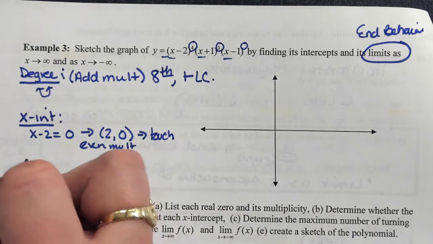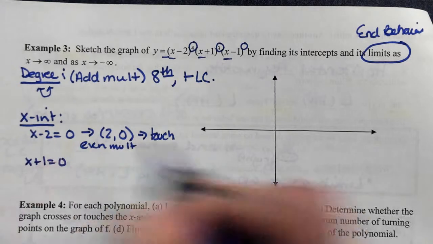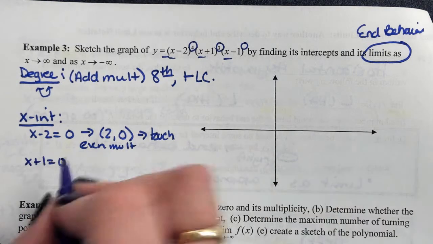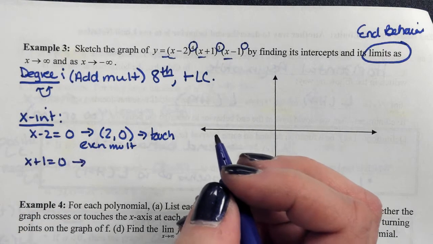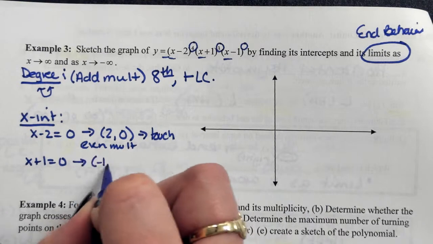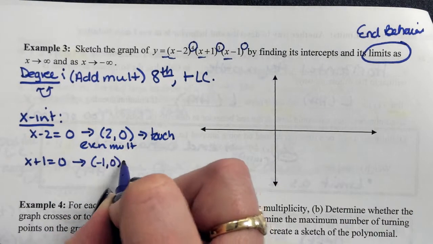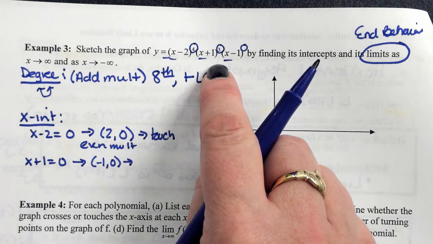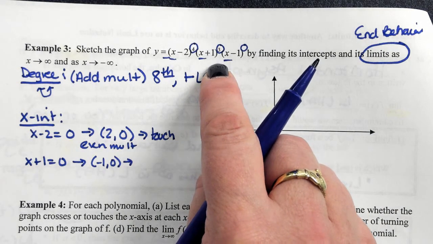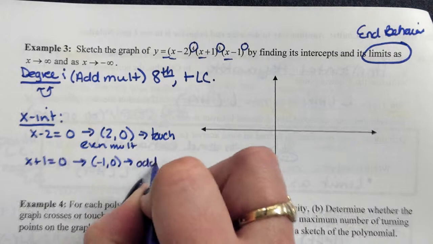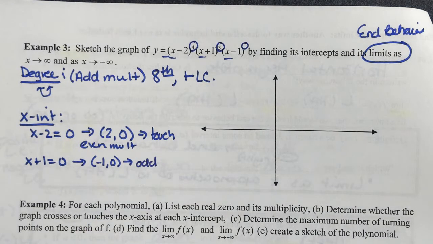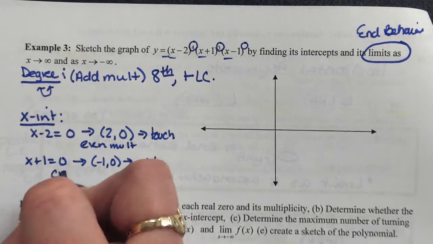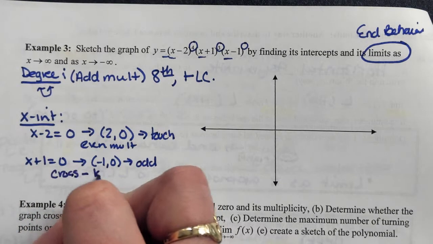Now let's take a look for another x-intercept. Another x-intercept is going to come from x plus 1 equals 0. So another x-intercept will be at (-1, 0). Now what kind of multiplicity happens at x plus 1? Is that an odd or an even multiplicity? Odd. So if it's an odd multiplicity, is it going to cross or is it going to touch? Cross. Now, it does cross, and I say it crosses with a kink.